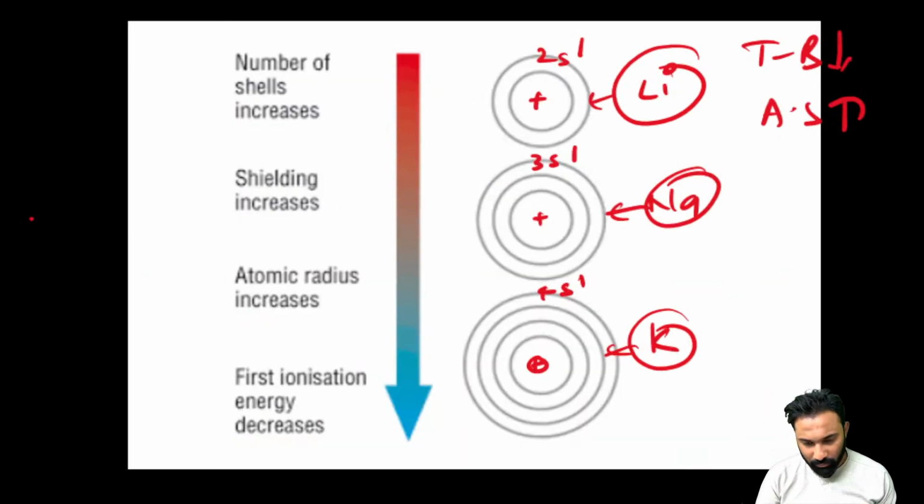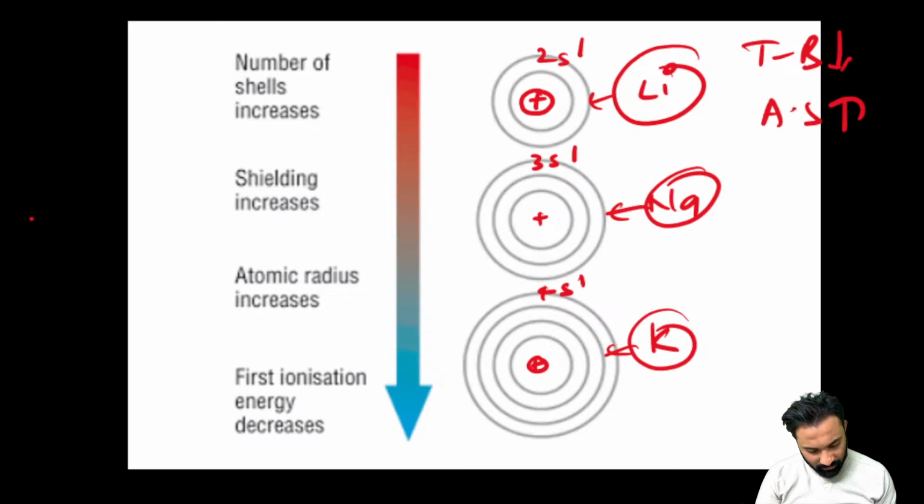Now, when we move from top to bottom, the electron is added in a new shell. You can see the size of the shells is increasing as we go from top to bottom. Due to that, atomic size is increasing. So we can say that left to right, size decreases, and top to bottom, size increases.